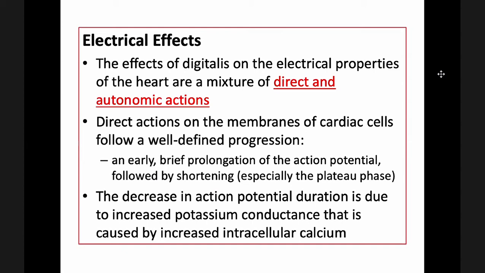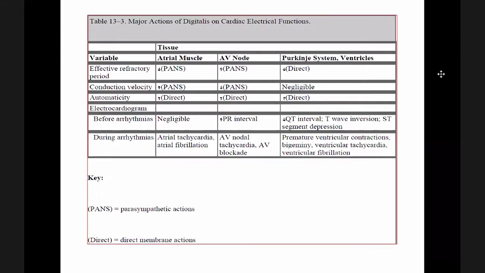So it follows a well-defined progression. You will have an early brief prolongation of the action potential, followed by shortening, especially during the plateau phase. The decrease in your action potential duration is due to the increased potassium conductance that is caused by increased intracellular calcium. So these are some of the major actions of your digitalis on the different cardiac electrical functions.